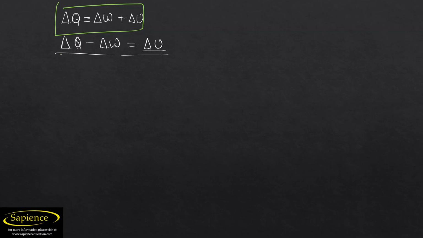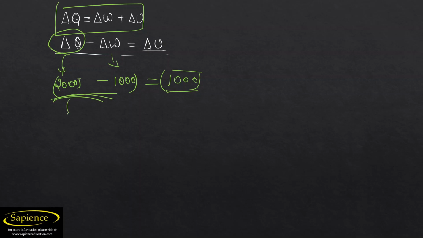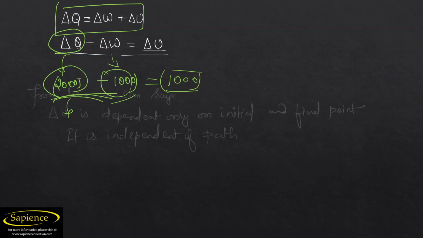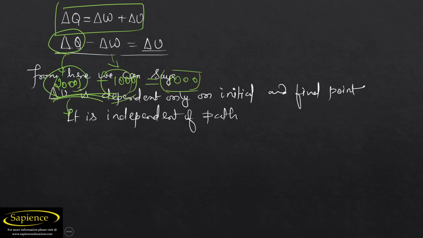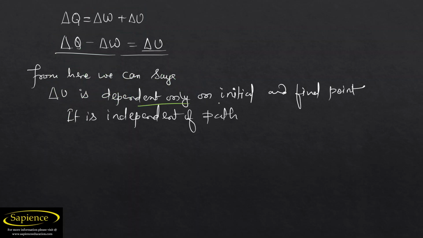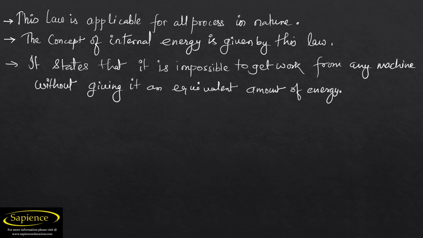So what actually happens? Suppose the supply of heat, delta Q, is 2000 and the work done by the system is 1000. Finally we get an internal energy change of 1000. It does not depend upon the path. It only depends upon the initial as well as the final position. That's why the internal energy change del u depends only on the initial and final states, and it is independent of the path. So this is all about internal energy.